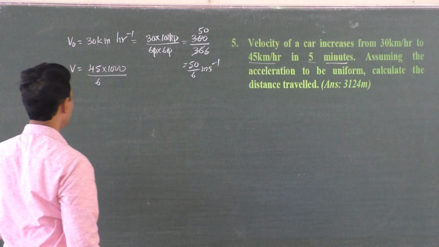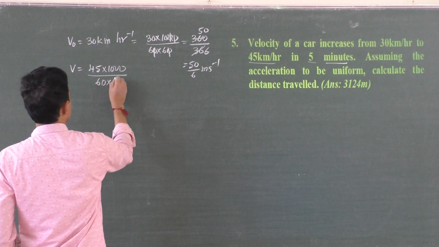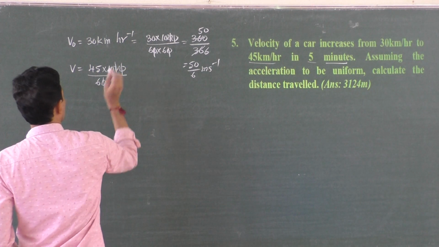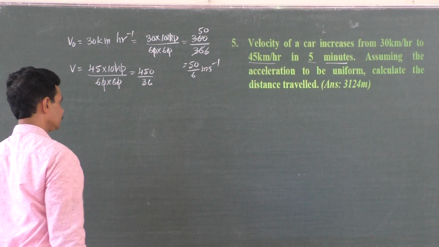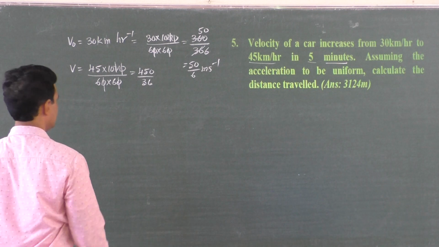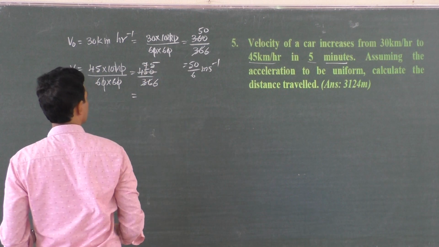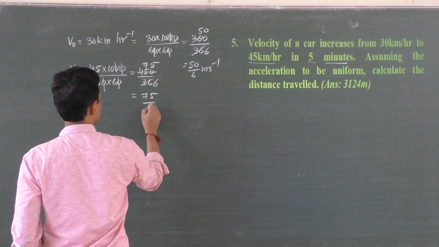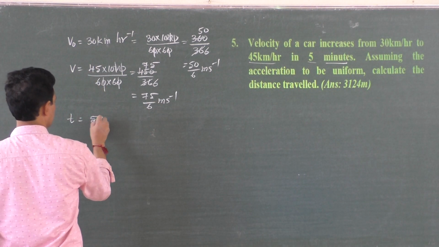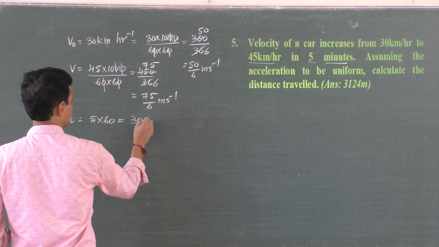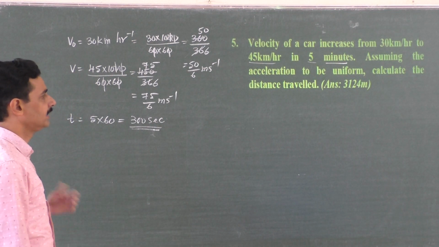Now 45 km per hour is 45 into 1000 divided by 60 into 60. Two zeros gone, then it is 450 divided by 36, which is 75 by 6 meters per second. The time taken is 5 into 60 seconds, 300 seconds. Now calculate the distance traveled.